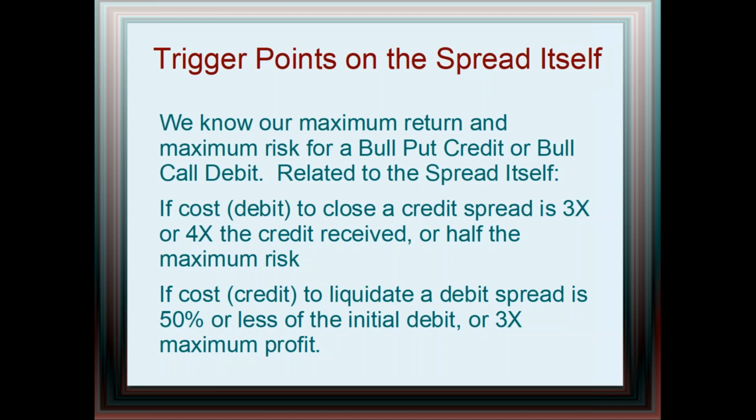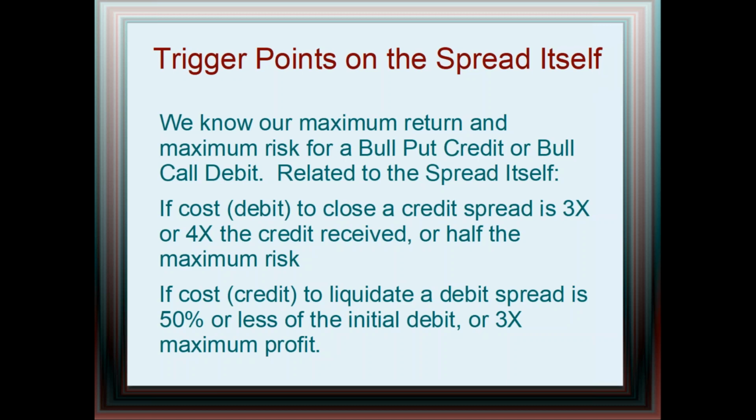Another common approach for adjusting spread positions is to base it off of the spread itself. This can be very tricky, and it also has to be a little bit different than what you might use as what you'd consider a contingent stop with a stock position, for example, or even a long call position. One of the great things about credit and debit spreads, we know the maximum return up front. We know the maximum risk up front for any bull or bear vertical spread.